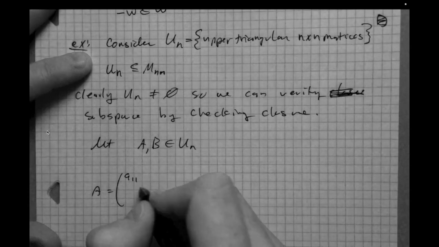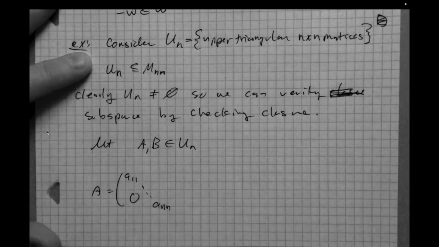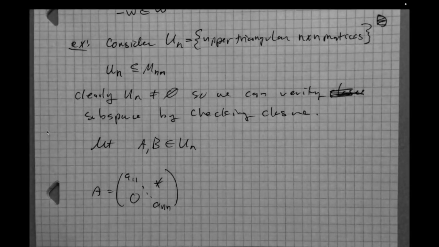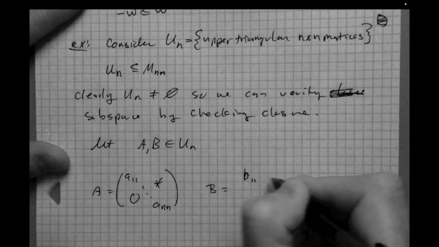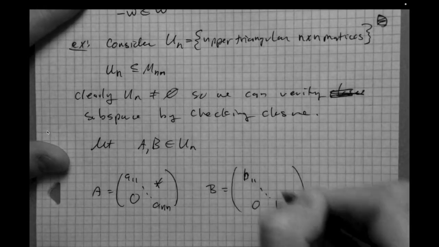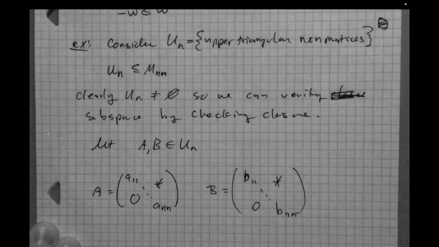So A is a11 dot dot dot a_nn, and it's 0 below the diagonal and 0 or non-zero, whatever the case may be, above the diagonal. Same for B. We'll write b11 through b_nn, 0 below the diagonal, and whatever above the diagonal. So this is what the elements of U_n look like. Let's take vector addition first.